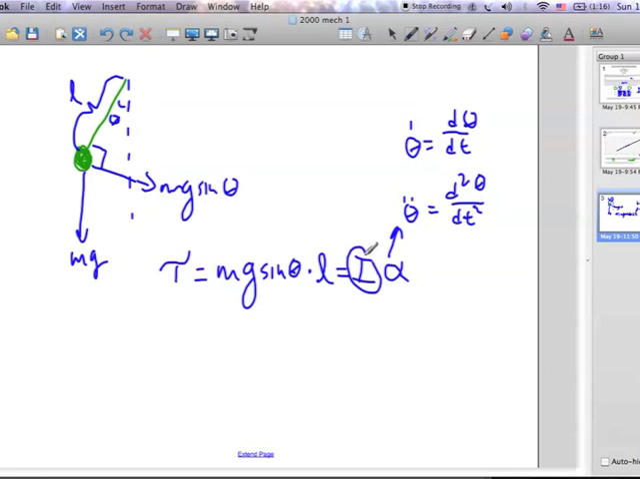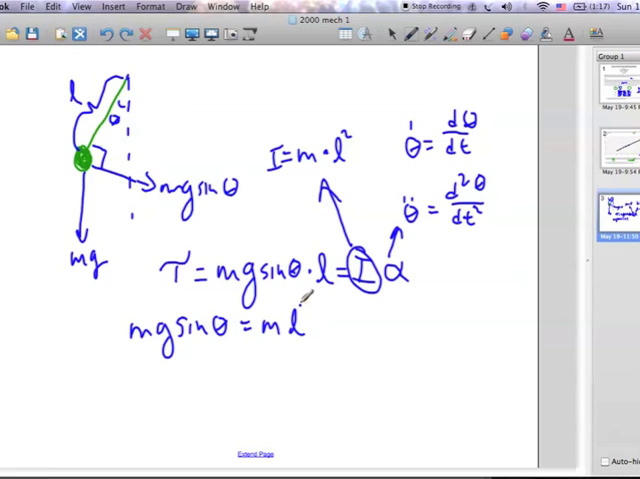And here, inertia: since all the mass is at the end, and it's L distance away from the pivot point, the definition of inertia of a simple pendulum is just the mass times the distance squared, where the distance is L. So we can rewrite this as mg sine theta times L equals m L squared theta double prime. And so the m's cancel out. Sorry, there's supposed to be an L.